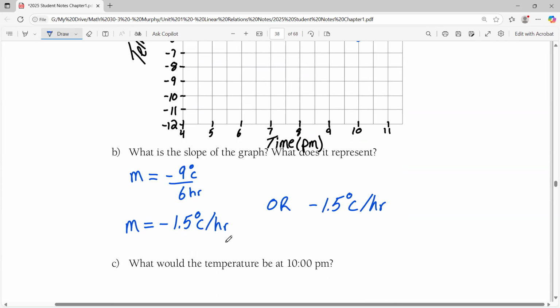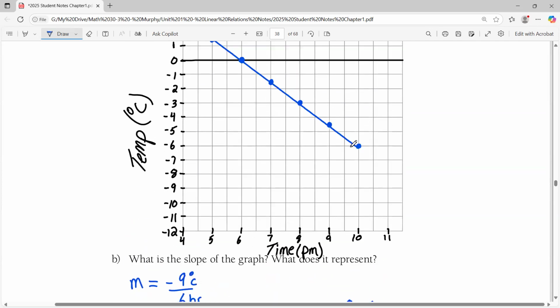So what would the temperature be at 10 p.m.? Well, we just use our graph. We don't have to crunch any numbers. We're going to go over to 10, and it's -6.